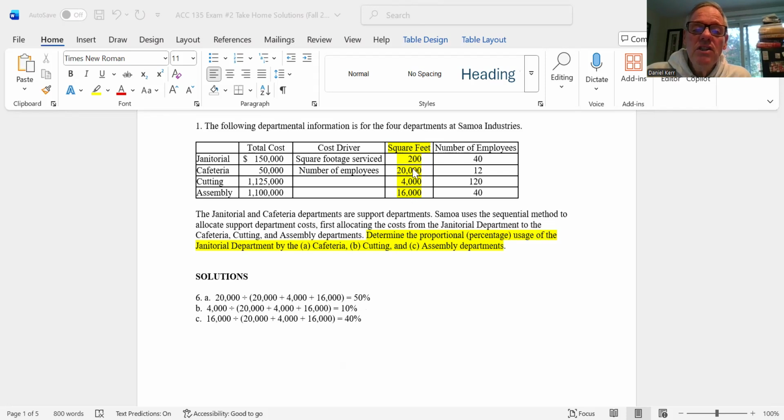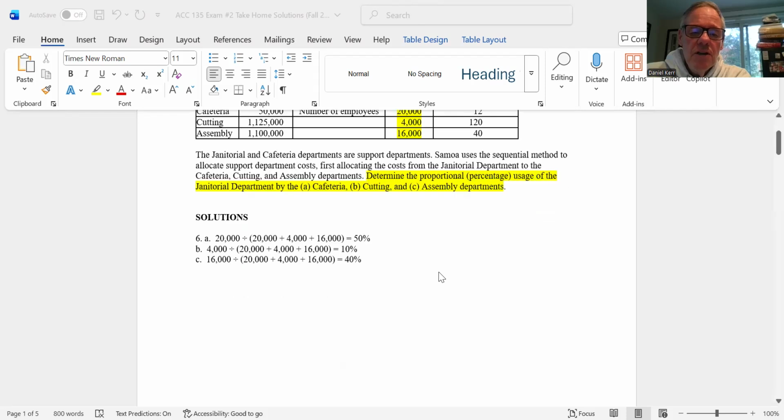And it's the sequential method, so you're going to allocate janitorial to cafeteria, cutting, and assembly. And then if this problem was extended further, you would allocate cafeteria costs to cutting and assembly on the basis of the number of employees. So those are your answers. A is 50%, B is 10%, and C is 40%.